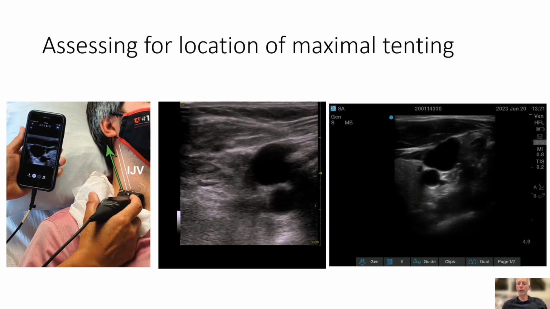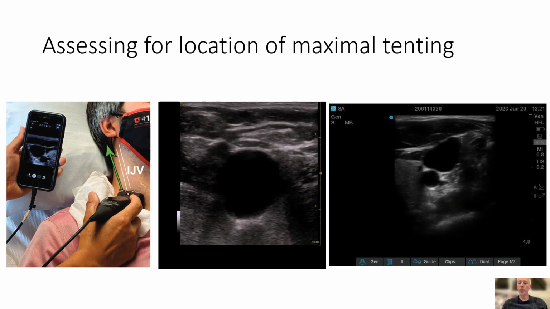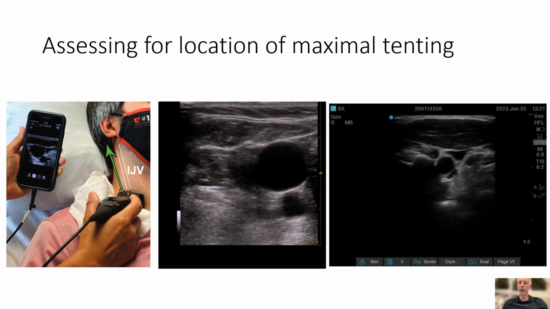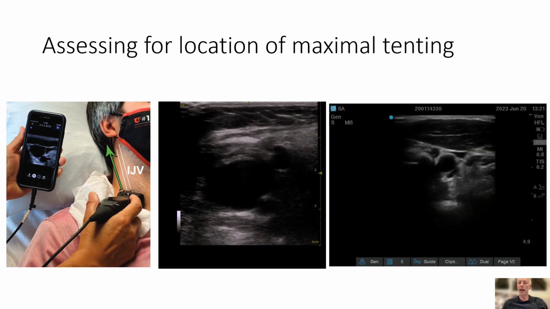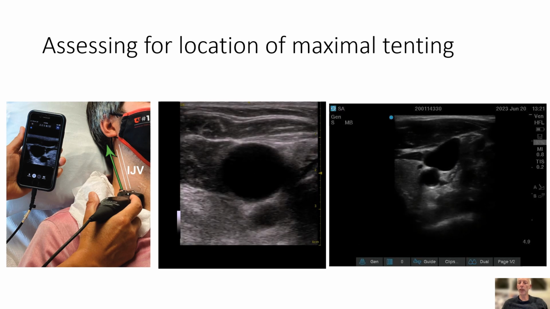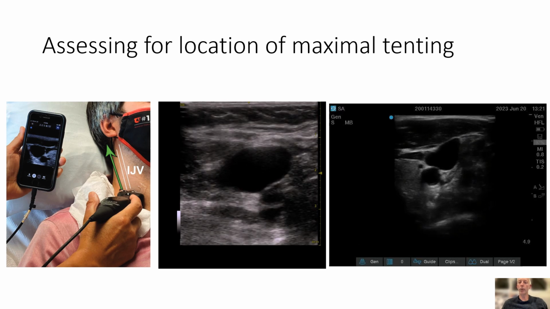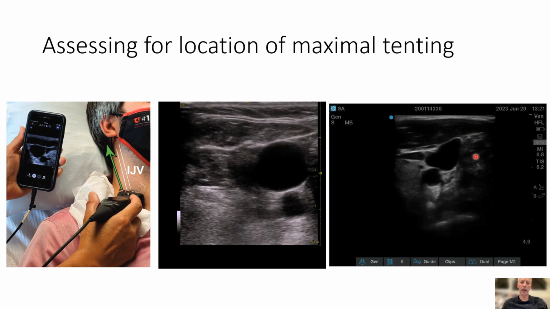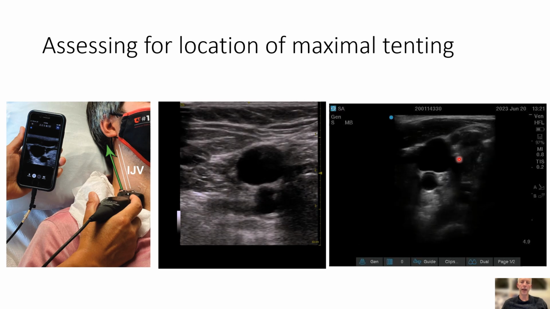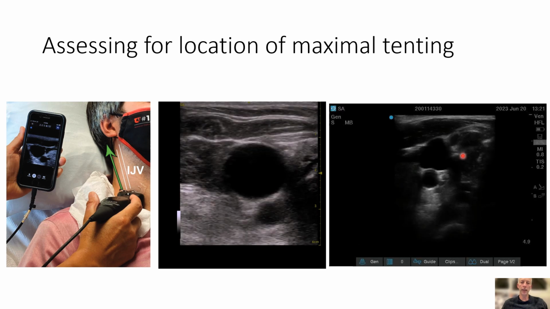The image on the right shows a distended IJ. As the probe slides towards the angle of the jaw, the diameter of the IJ quickly diminishes with a near complete collapse. The height of the JVP is in the location on the neck that corresponds to the position of the probe on the neck where the transition occurs. Here is the IJ, and as we slide up the neck, we see that it becomes smaller and smaller until it completely collapses.